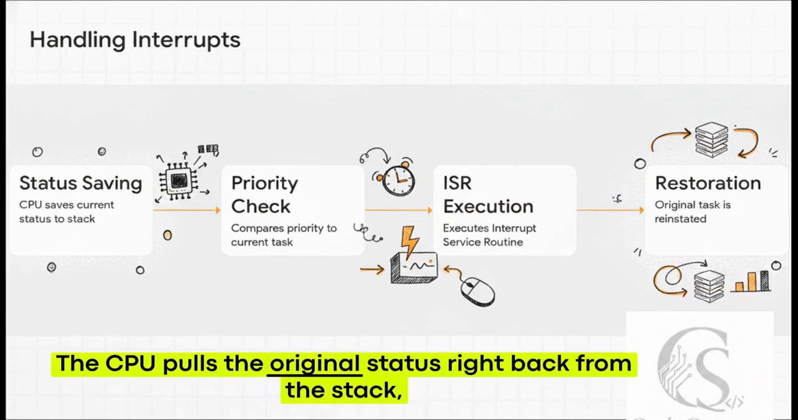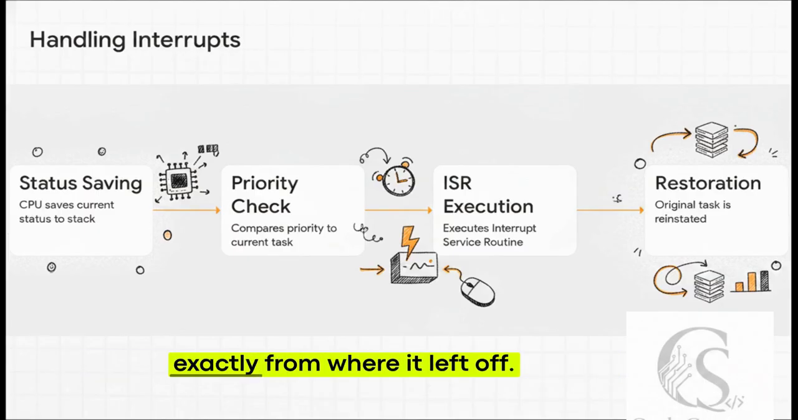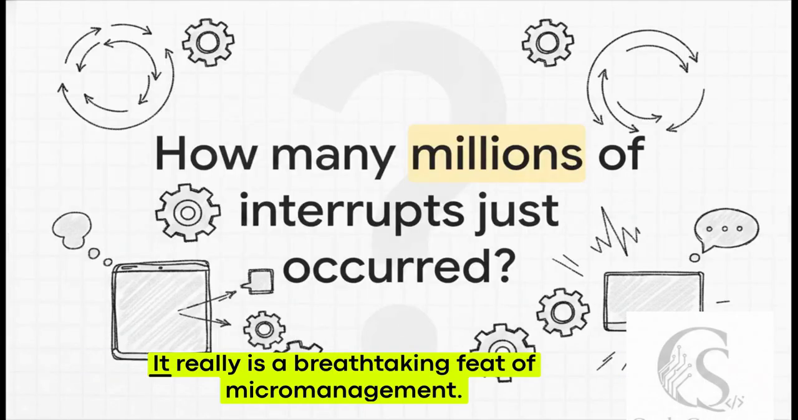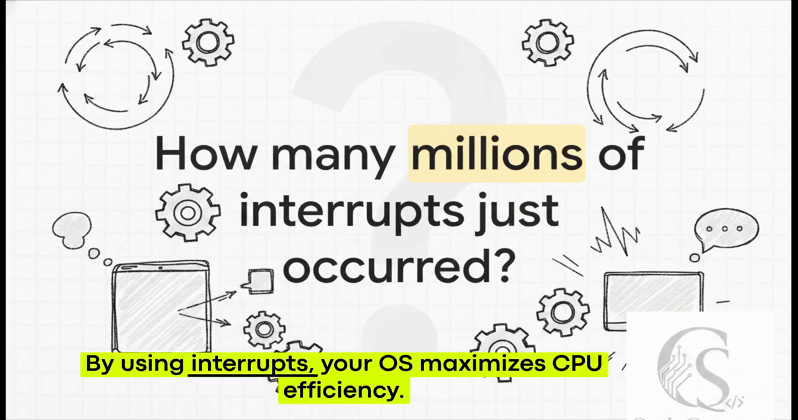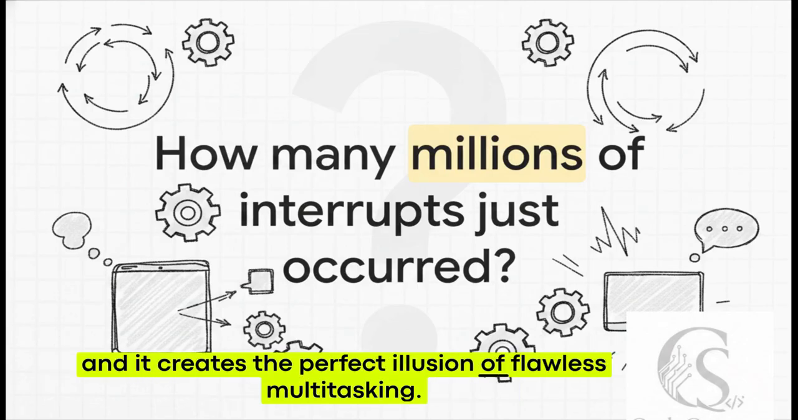Once the click is fully processed, we hit step 4, restoration. The CPU pulls the original status right back from the stack, and the previous task reinstates and resumes seamlessly, exactly from where it left off. It really is a breathtaking feat of micromanagement. By using interrupts, your OS maximizes CPU efficiency. It prevents the processor from sitting around idle waiting for slower hardware, and it creates the perfect illusion of flawless multitasking.